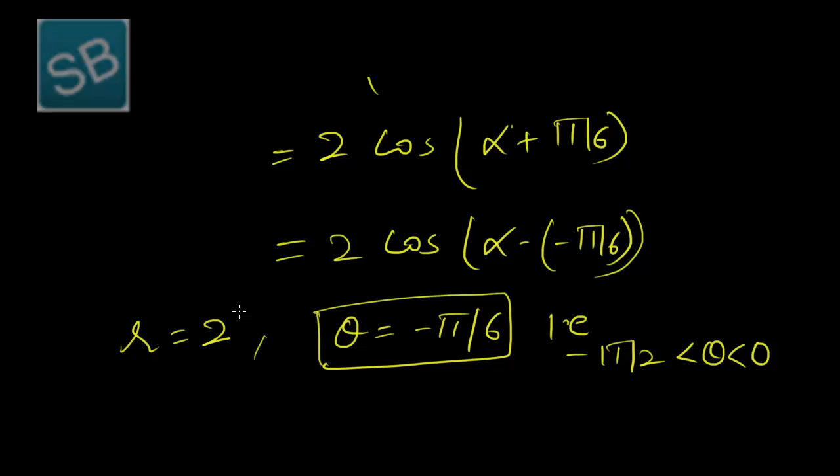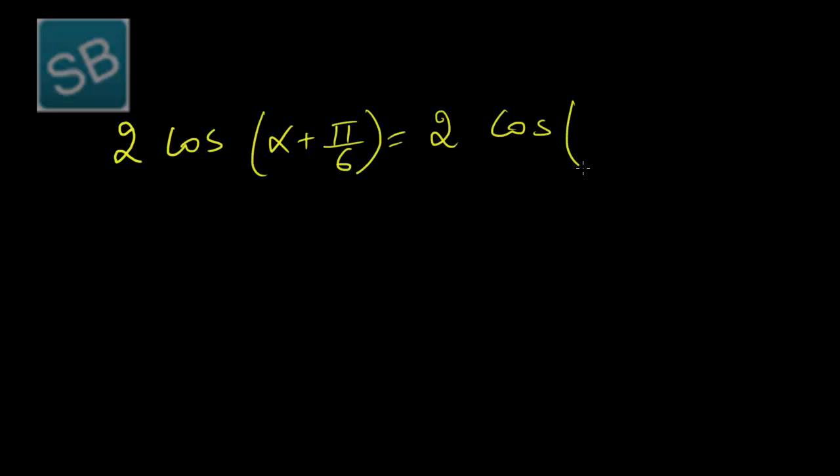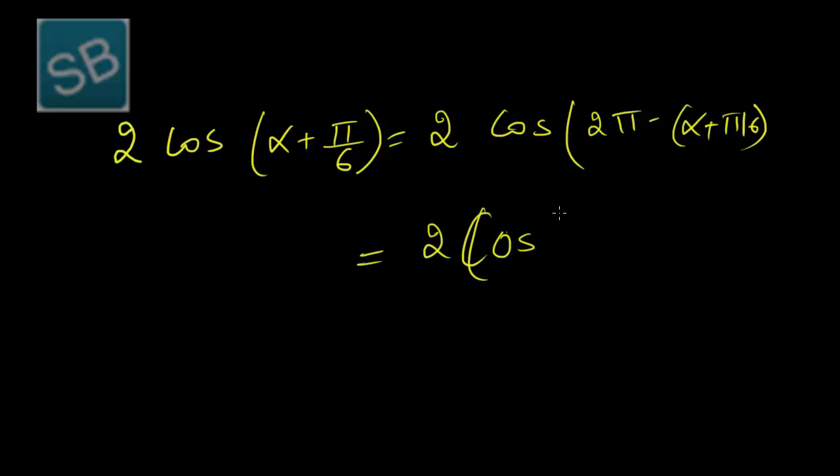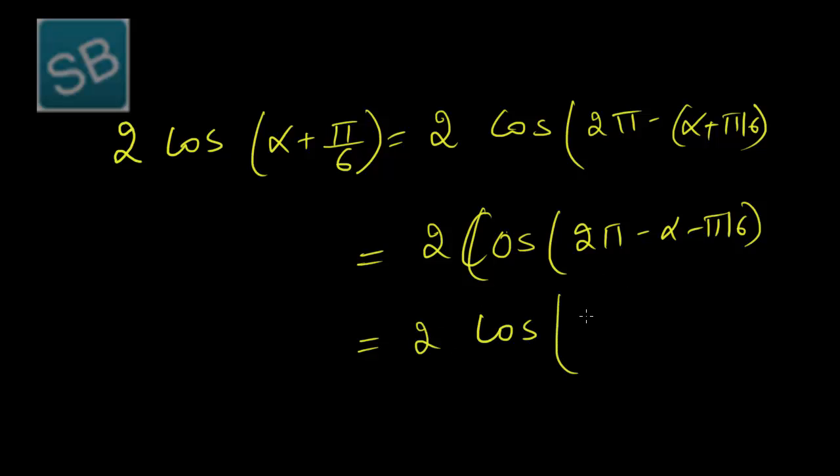Now we have to find the value of theta for 0 to 2 pi. Now we have 2 cos alpha plus pi over 6, that can be written as, it is a periodic function of 2 pi, so we can rewrite as cos 2 pi minus theta or 2 pi plus theta. And as we have 0 to 2 pi, we will take 2 pi minus theta. So we will get cos 2 pi minus alpha minus pi by 6. So we will get 2 times cos 2 pi minus pi by 6, which is 11 pi over 6 minus alpha.